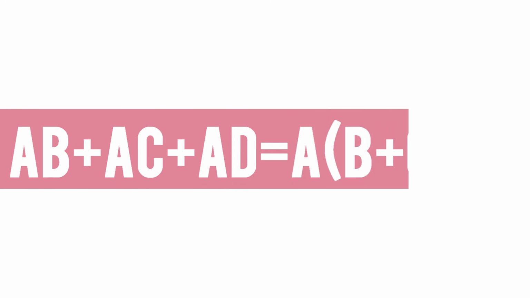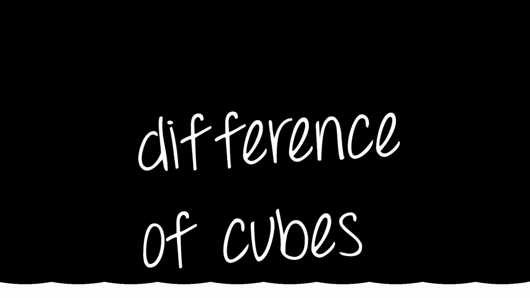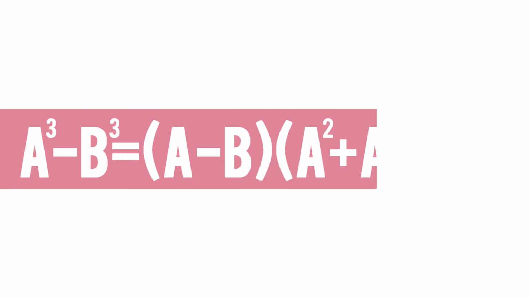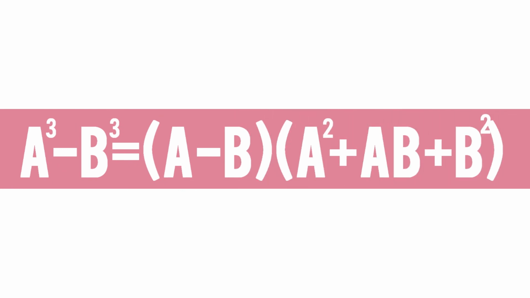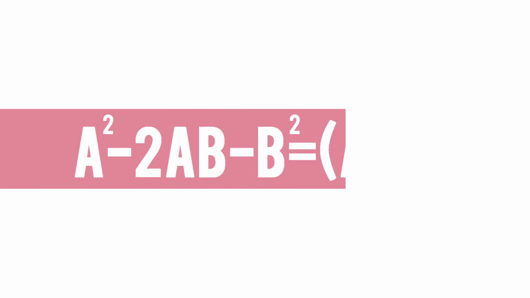Greatest common factor. We find the term that all the elements share. And sum or difference of cubes. If both terms have an exact cubic root, we use the sum or difference of cubes. Difference of squares. Similar to the perfect square trinomial, but this time we use a negative sign.